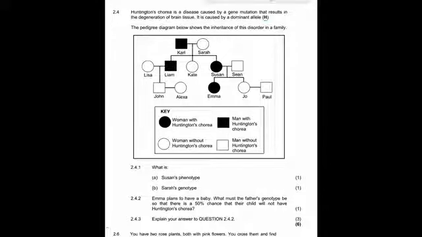So there we've got our family tree, our pedigree diagram, showing the different individuals who have inherited Huntington's. What is Susan's phenotype? Because her circle is completely colored in, we can read from the key that she is a woman with Huntington's chorea.